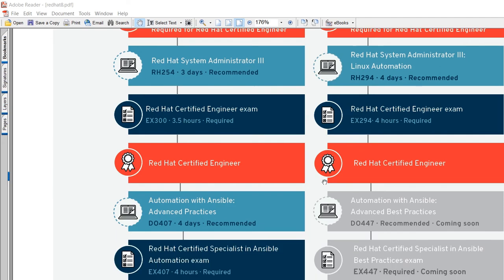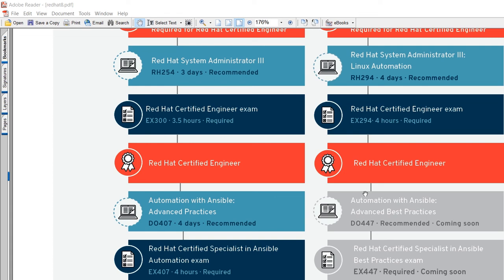In the next level of certification, like EX407, the specialist level certification for automation, it was added previously. Now we'll talk about the specialist level and best practices. The exam code has been changed to EX447, but it says coming soon, meaning it will take some time, approximately one year, so next year by June 2020 it will be updated.